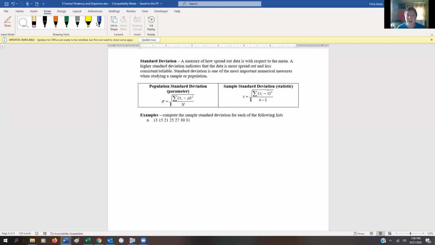We've talked about the idea of central tendency. We've taken a look at the five-number summary, mean, median, mode. We've taken a look at box plots. And we started hinting at the idea of dispersion, how spread out the data is.